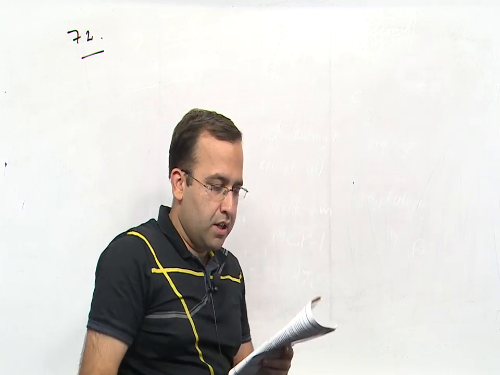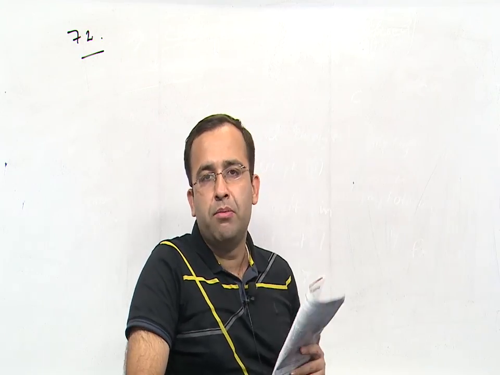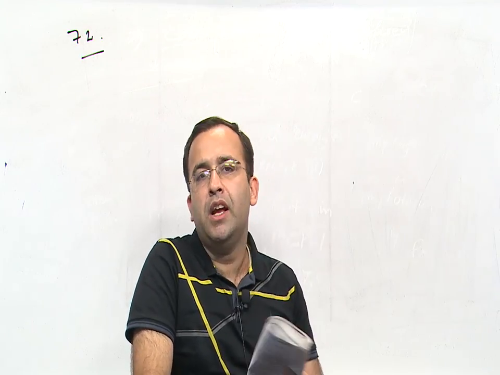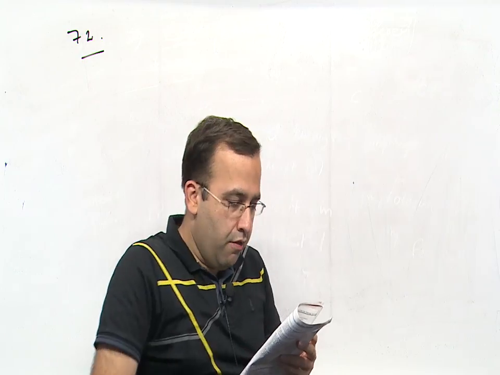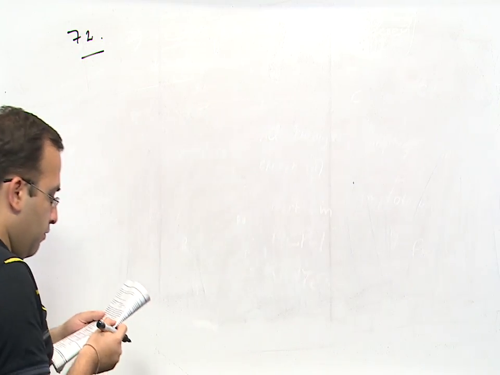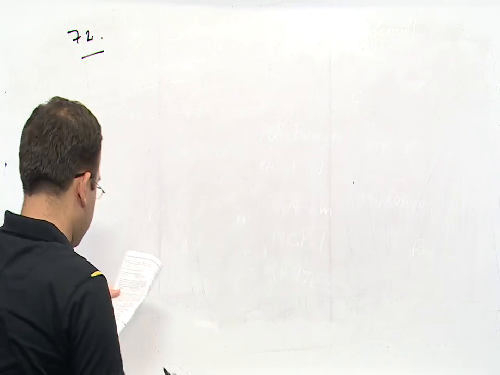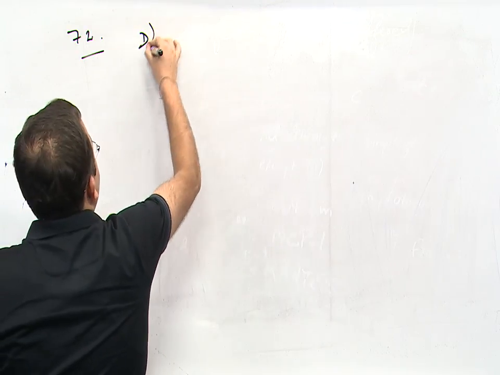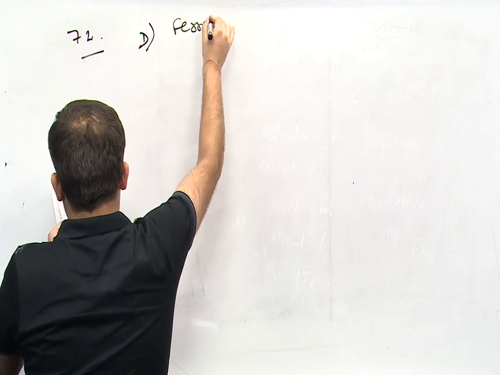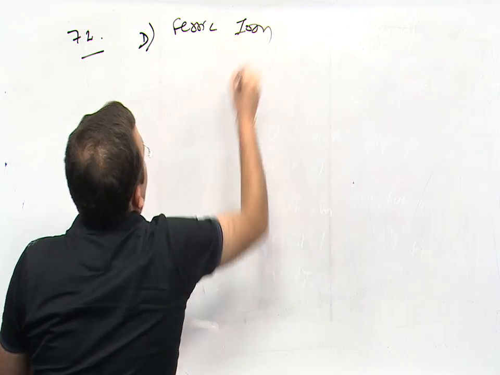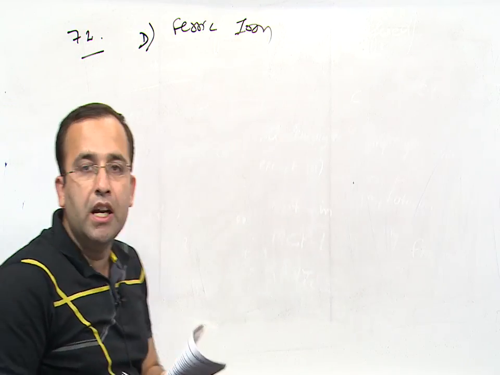An experiment is conducted to determine if cell injury is lessened by vitamin E. So vitamin E, it is an antioxidant. Which cell component is primarily involved in lipid peroxidation? Answer is D, that is ferric iron. That is ferric iron. See, it is obvious.